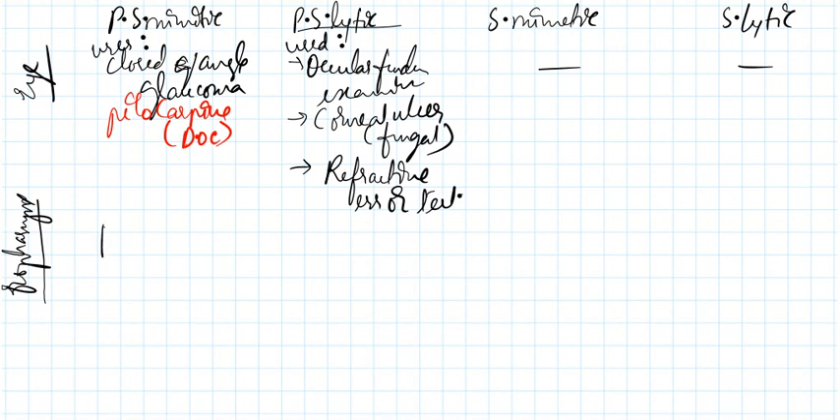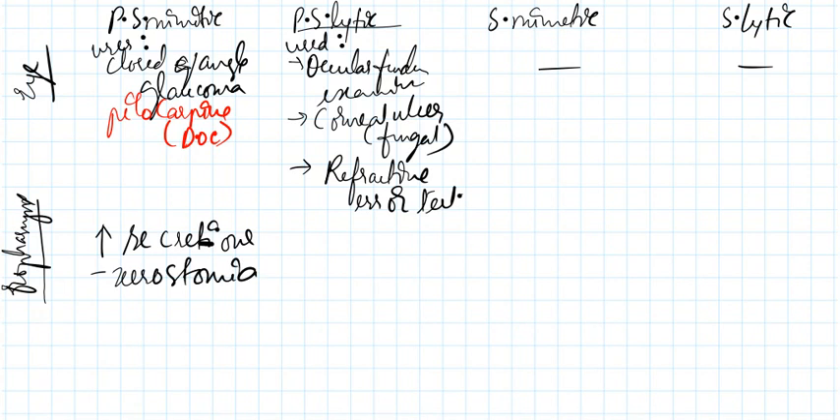Parasympathomimetics, that is cholinergic drugs, increase secretions. So in which conditions do secretions need to be increased? They are used in xerostomia. Xerostomia means dryness of mouth, and the drug used is pilocarpine, and we also use one more drug, that is cevimeline.